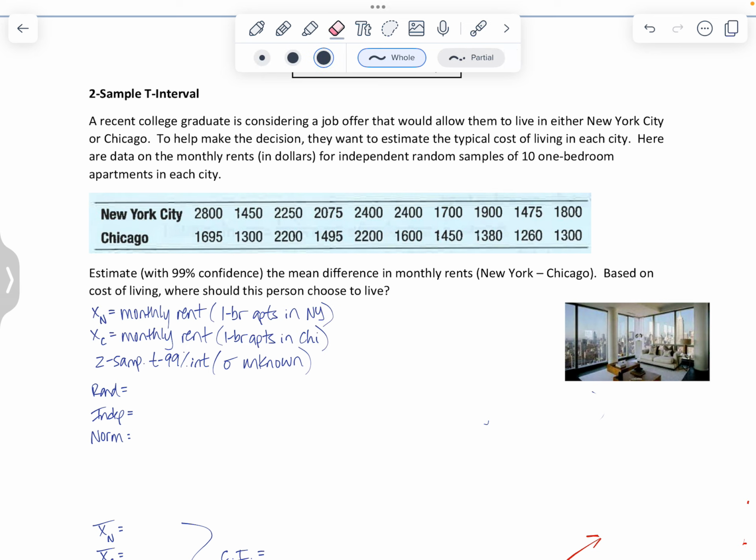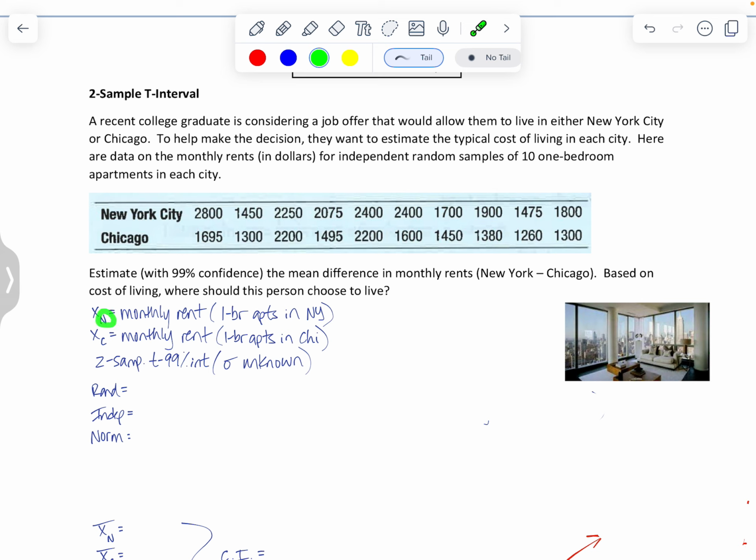The first thing we do is we define the stuff. So all of these are X values. They represent a dollar amount of monthly rent for one-bedroom apartments in New York, and this is where the sample was taken from. This is the population, one-bedroom apartments in New York. Same thing, these values down here are X values. They represent dollar amounts of monthly rent in Chicago. So those are our two different X values.